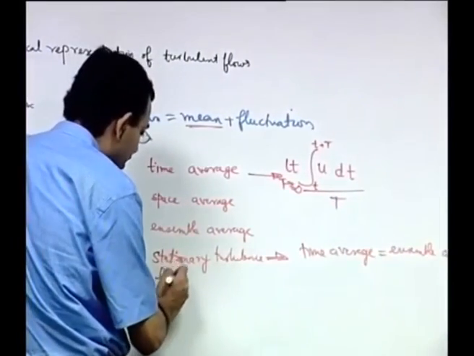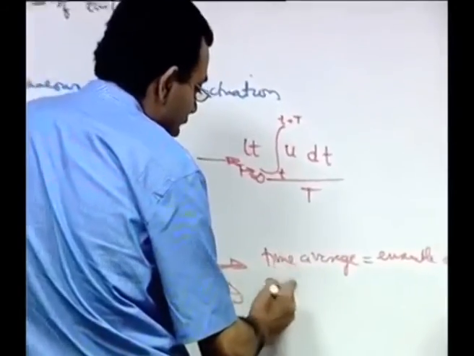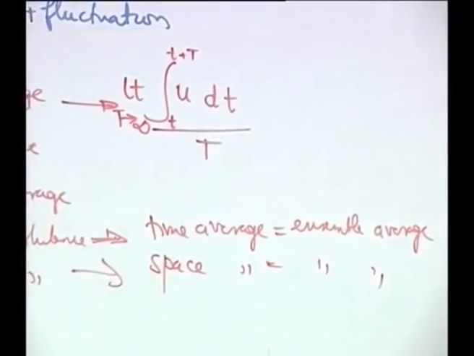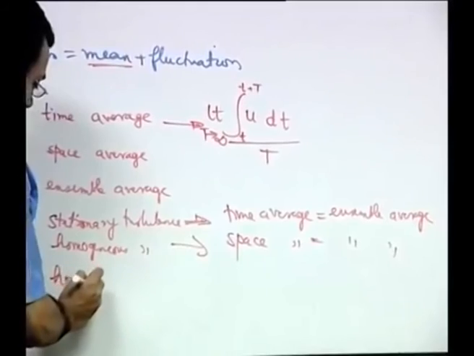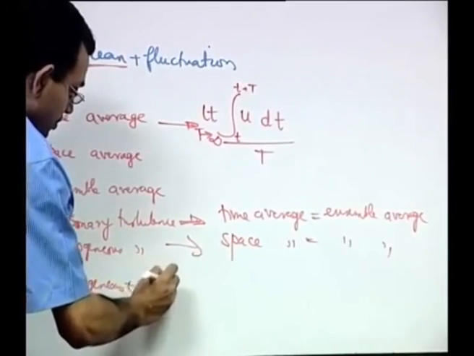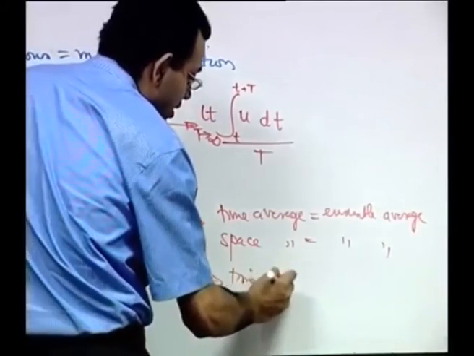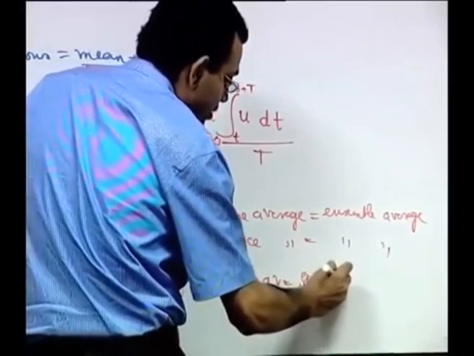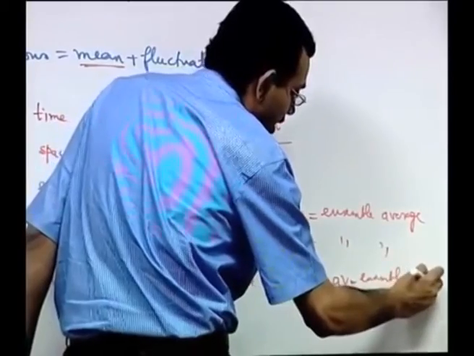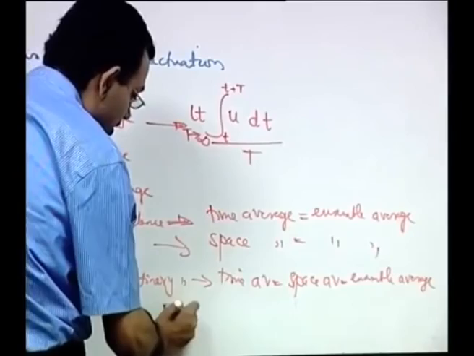Similarly, for homogeneous turbulence you have space average equal to ensemble average. So for homogeneous plus stationary turbulence you have time average equal to space average equal to ensemble average, and this in statistical analysis is known as the ergodic hypothesis.